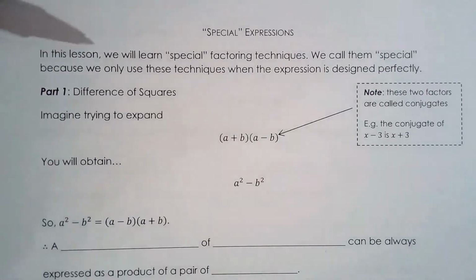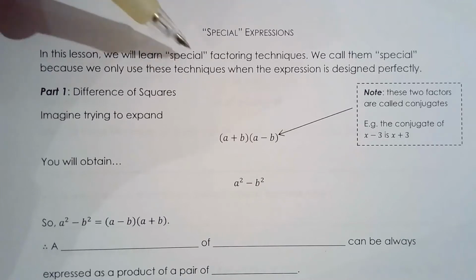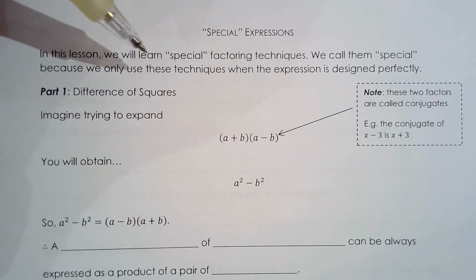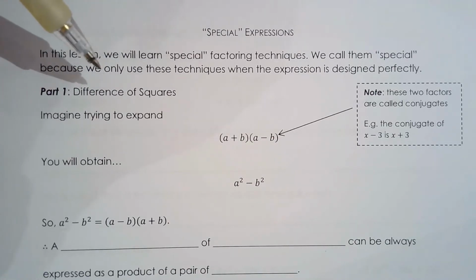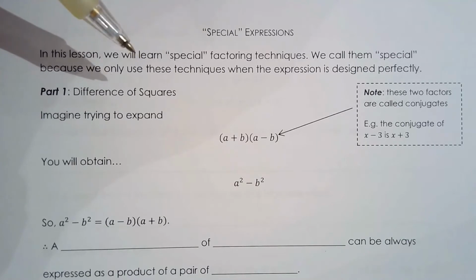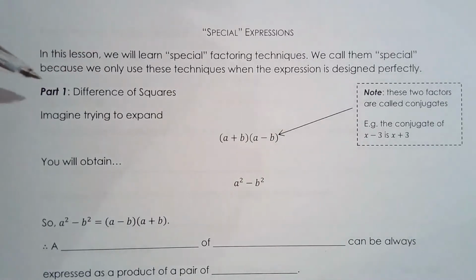Okay, so these factoring techniques, I put quotations here, and we call them special. Now, why are they special? Because we can only apply these 2 techniques when the expressions are very special. Okay, and we'll talk about why these expressions are very special. So the first type of expression is called a difference of squares.